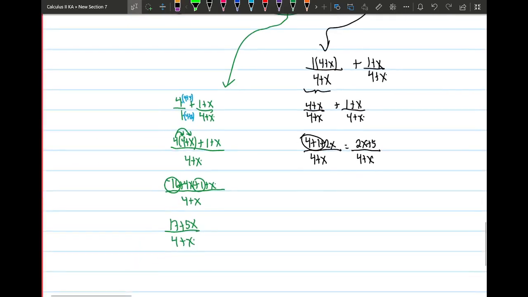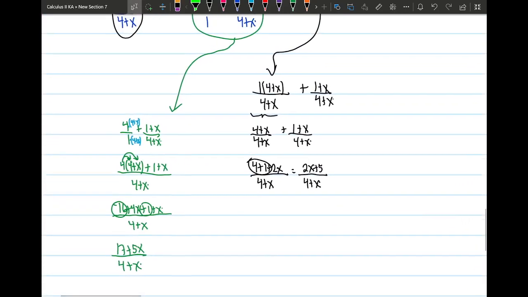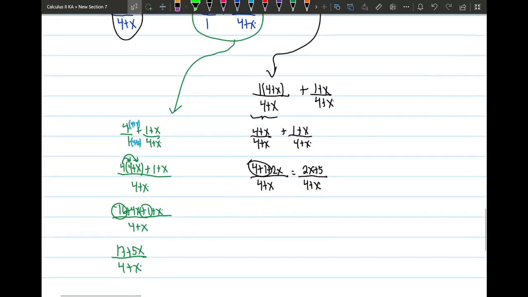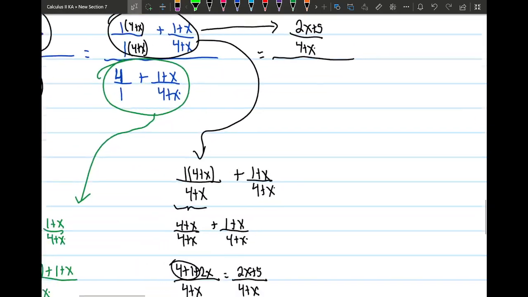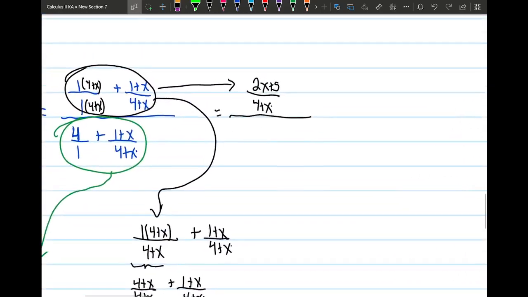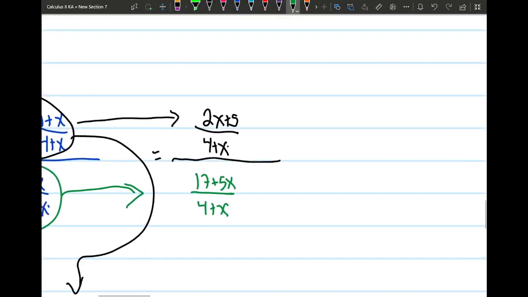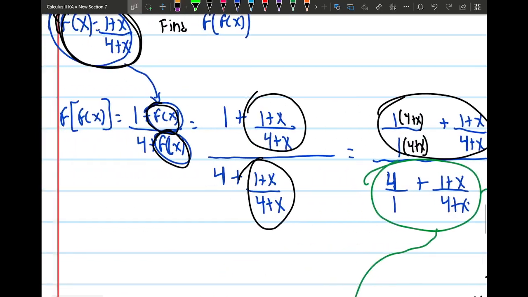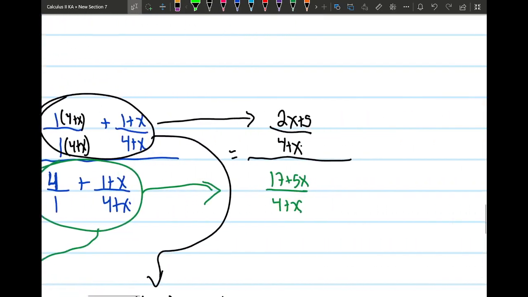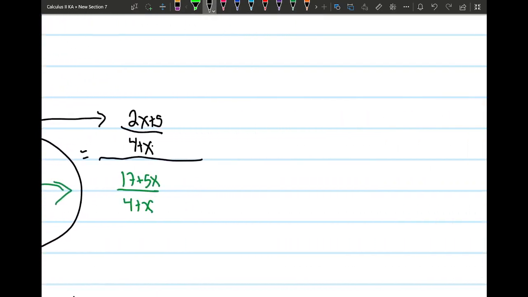Okay, so like I said, on the bottom, we're going to have 17 plus 5x over 4 plus x. So that's what we're going to put over here, like that. Okay. And now what we're going to do is just simplify this entire expression.